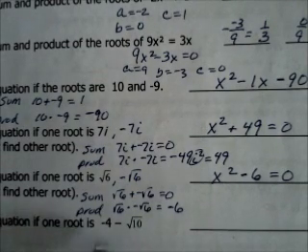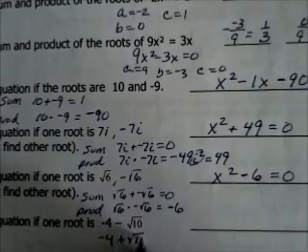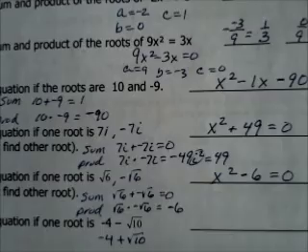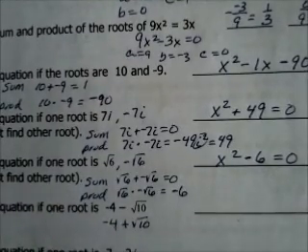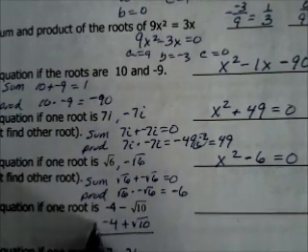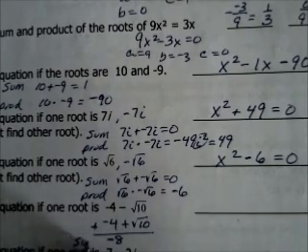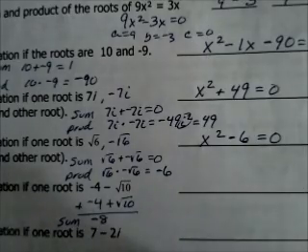Find an equation if one root is negative 4 minus 10i. Well, what's the other root? I think I said that wrong. I think I said negative 4 minus 10i, but no, we have here it's negative 4 minus the square root of 10, negative 4 plus the square root of 10. What's their sum? Add them. It's negative 8, right? Their sum is negative 8. What's their product? Okay, these are conjugates.